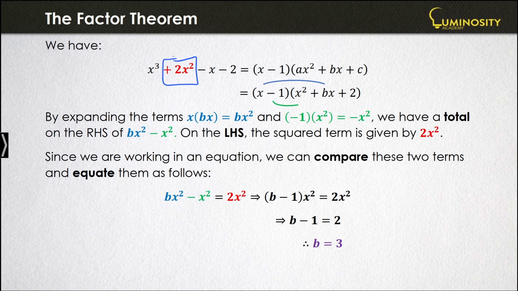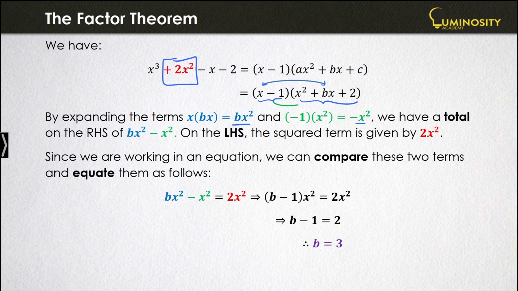And for the x squared term, I'm going to see what terms from this factor and that factor I need to multiply to only get x squared terms. Well, if I do x times bx, I'll get bx squared. And if I do negative 1 times x squared, I'll get negative x squared.